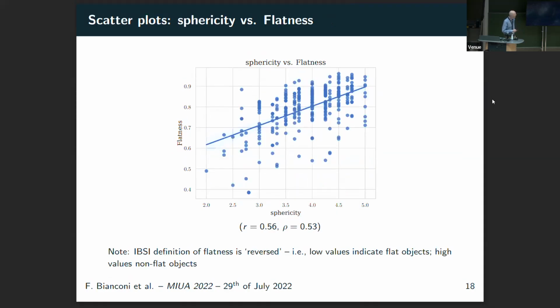This one is quite interesting. It's between sphericity and flatness. There is a positive correlation, which could seem quite counterintuitive, but actually it's not, because the IBSI definition of flatness is reversed in the sense that low values of flatness indicate flat objects, and high values of flatness indicate equant cuboid objects. So this trend is perfectly consistent with the definition of flatness given by the IBSI.